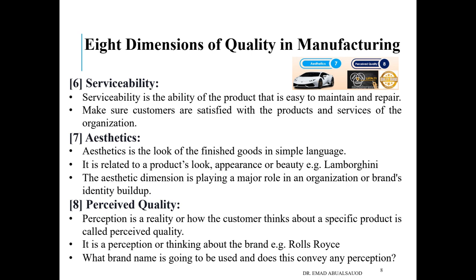Serviceability, definitely you are expecting the product to be easily maintained, serviced and repaired. And this is one of the dimensions for quality in manufacturing. The aesthetics is the look, how it looks, how it appears, how the design is. The perceived quality is the perception of the reality, how the customer thinks about a specific product, and it is called perceived quality.